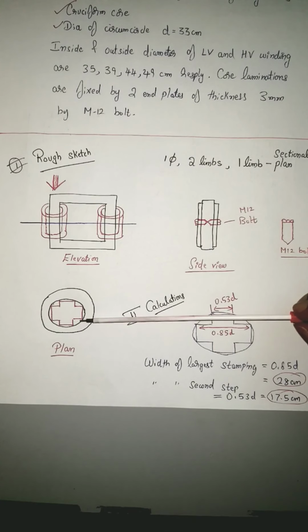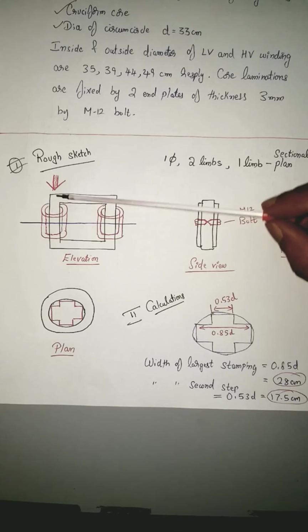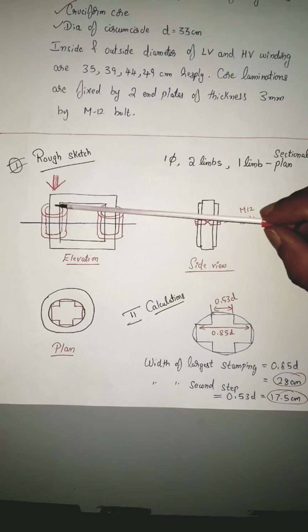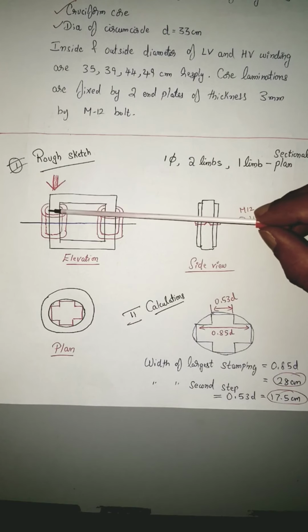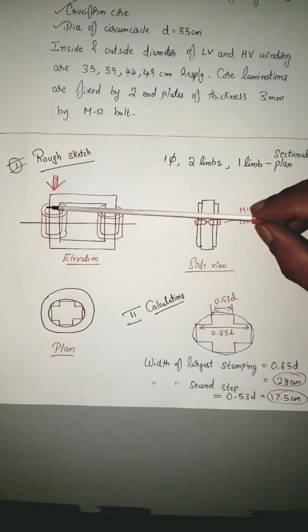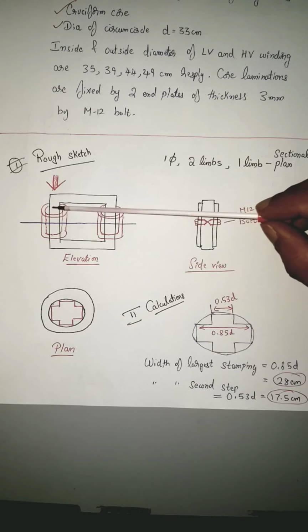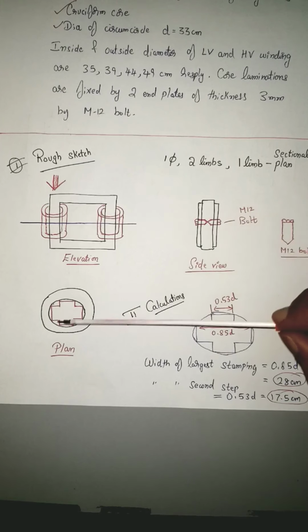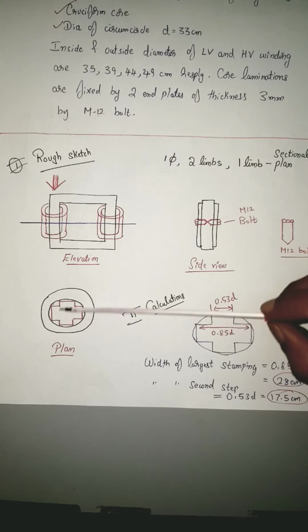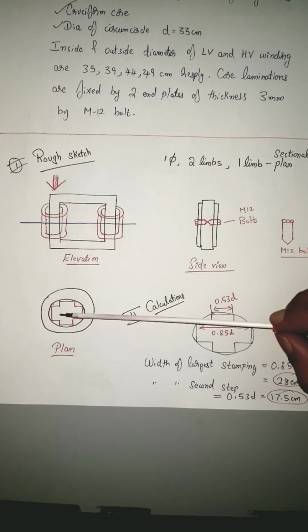You have to imagine, see, there is a core here. On the core you are having LV winding, you are having HV winding. So if you see it from the top, you will be seeing one circle, you will be seeing another circle, and in between you will be seeing some core, and that core is a two-stepped core in this particular problem.